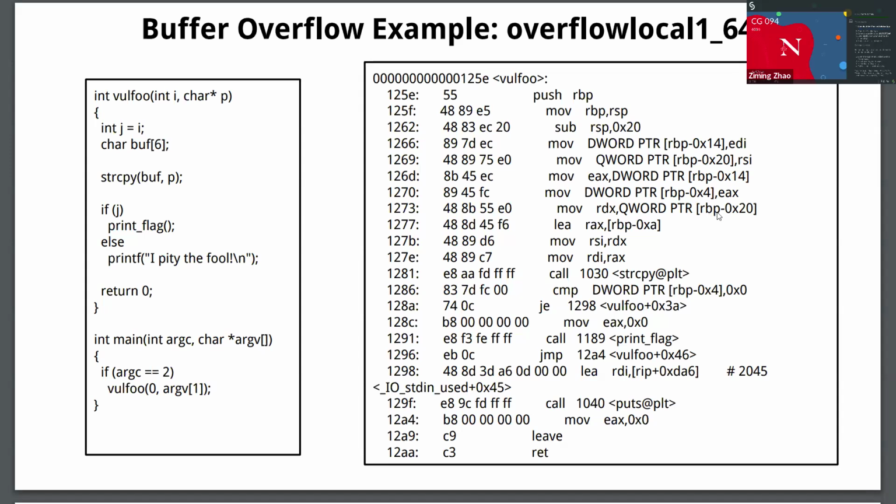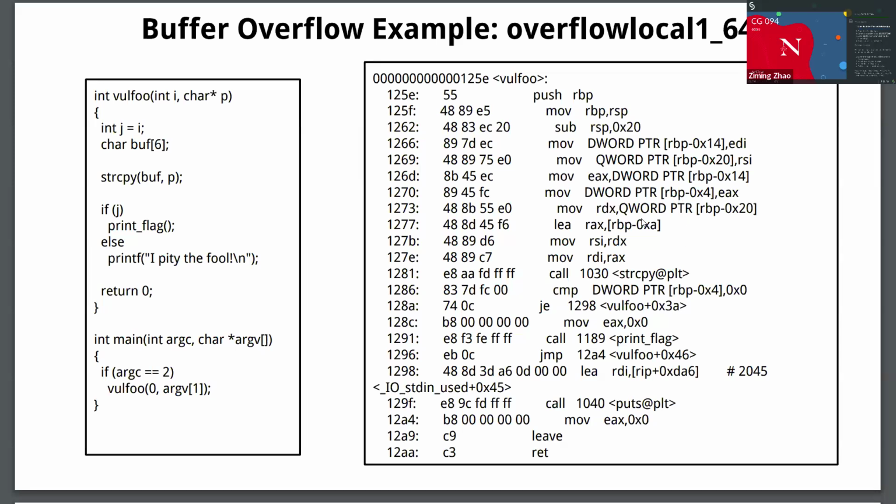Then move RBP minus 32 to RDX. Load effective address RBP minus A to RAX. So actually, the buffer is at RBP minus A. Okay. RBP A is what? A is 10, right? So from the beginning of the buffer to saved RBP is 10 bytes. And in that 10 bytes, we have 4 bytes for J, which is RBP minus 4, right?